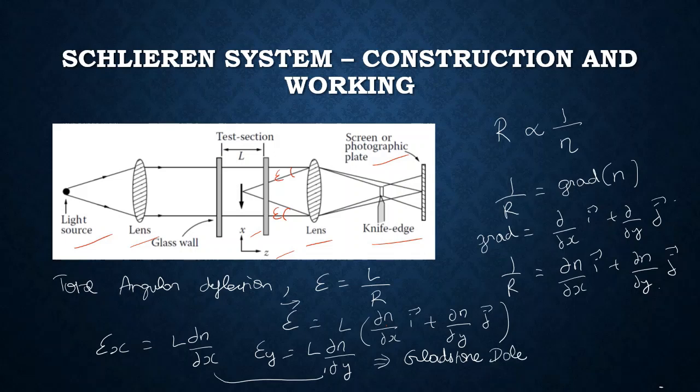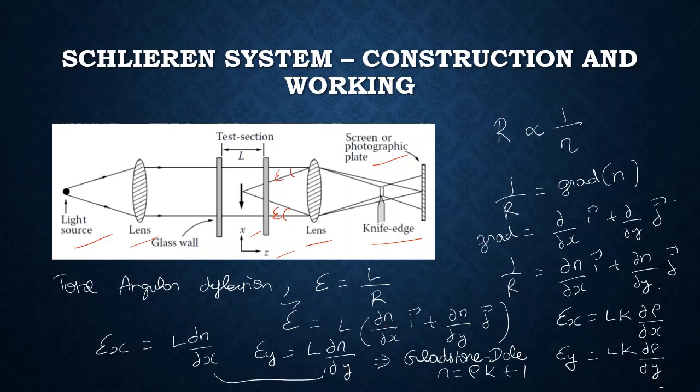According to Gladstone-Dale, n is equal to rho k plus 1. So we substitute this Gladstone-Dale formula instead of n, and we are able to find the value of epsilon x as L k ∂rho/∂x, and then epsilon y, the angular deflection along the y axis, is L k ∂rho/∂y. So it's very simple that we were able to find the total angular deflection.